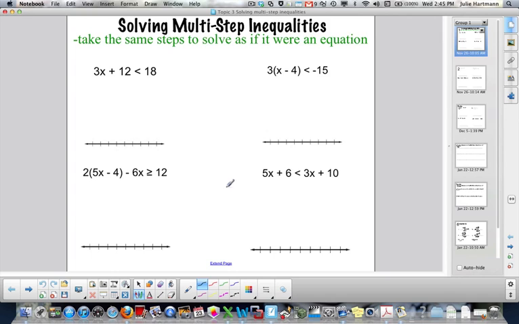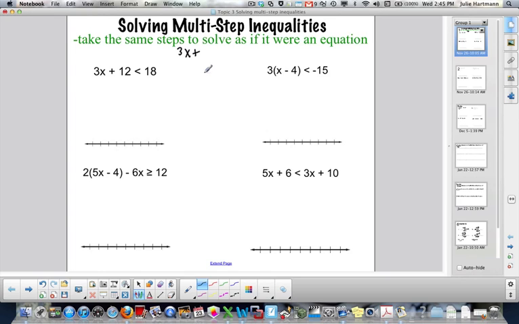Alright, now we're going to be solving multi-step inequalities. With these, you take the same steps to solve as if it were an equation. Okay, so what did we do if we had 3x plus 12 equals 18? We would do our steps one by one.